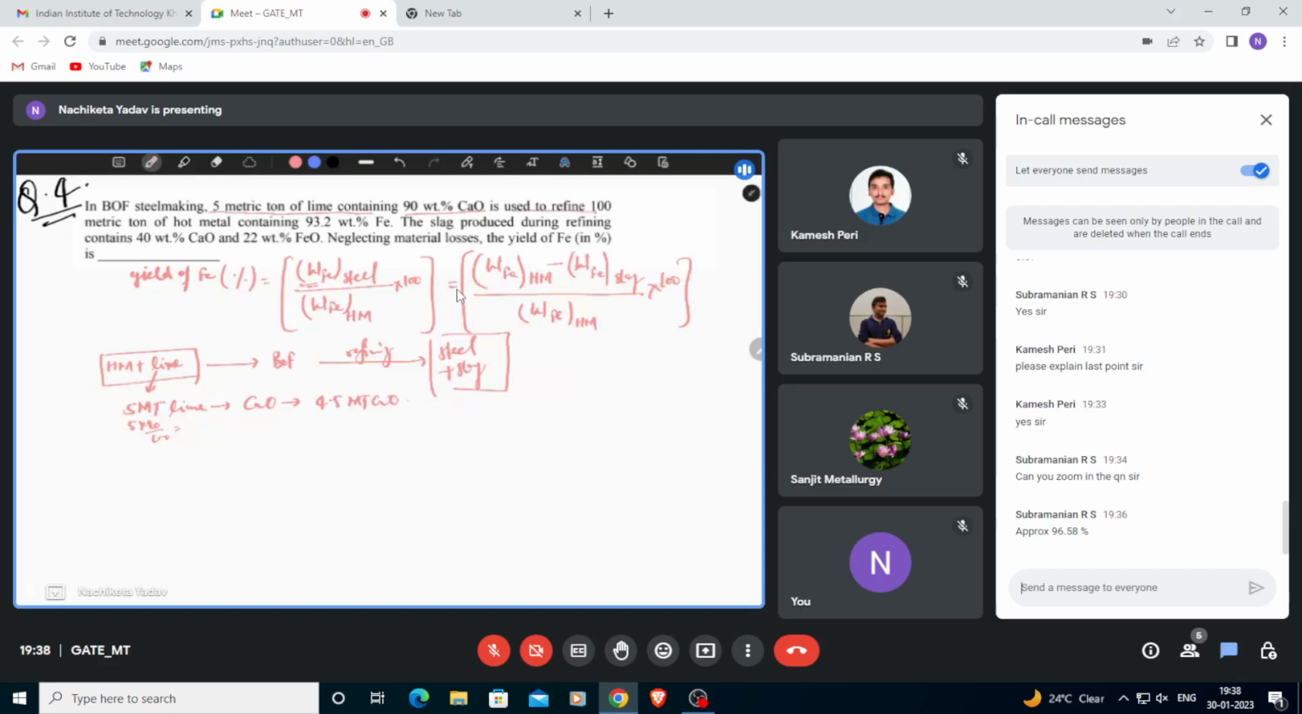Take 100 metric ton of hot metal, which consists of iron. Iron content in hot metal is 93.2 by 100 into 100. So, we can write 93.2 metric ton iron. It is used to refine 100 metric ton of hot metal.